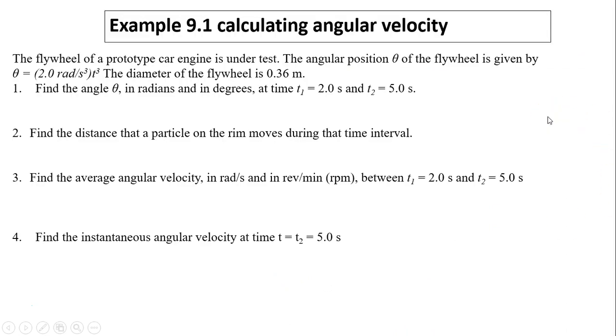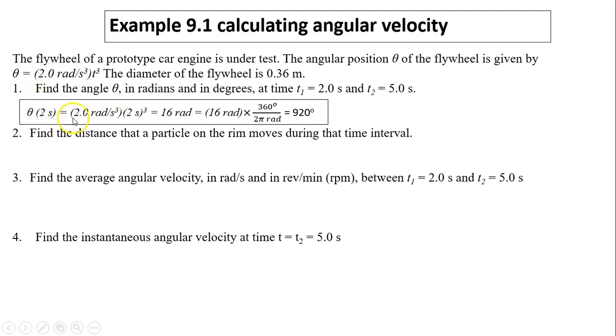Now let's take a look at our first example. A flywheel of a prototype car engine is under test. The angular position theta of the flywheel is given by theta equals 2.0 radian per second cubed times t cubed. The diameter of the flywheel is 0.36 meters. Find theta in radians and in degrees at time t equals 2 seconds and t equals 5 seconds. To find theta at 2 seconds, we simply substitute t equals 2 seconds and find theta. 2 times 2 cubed will give you 16 radians.